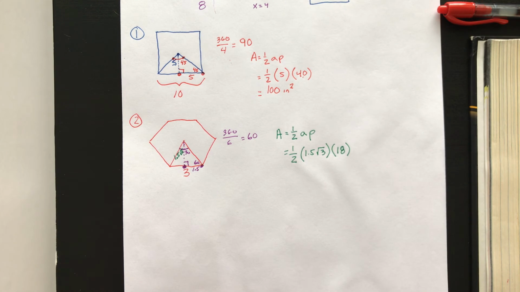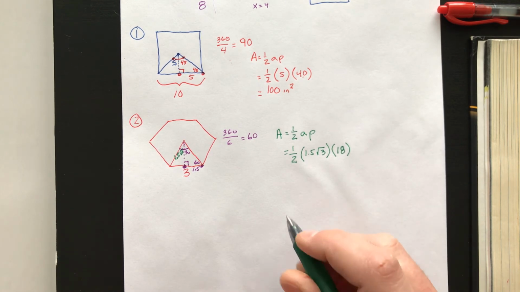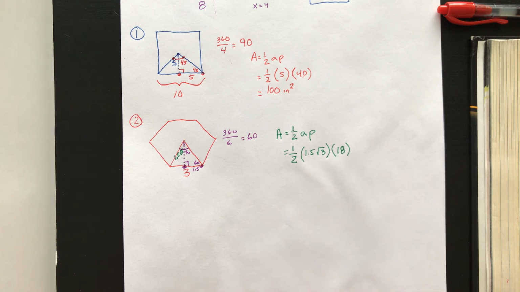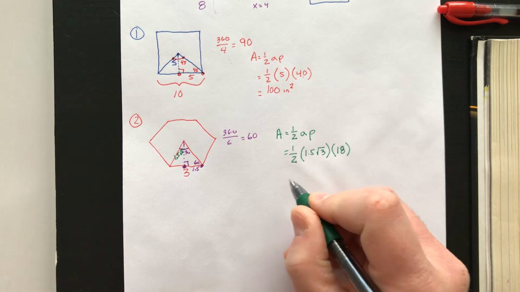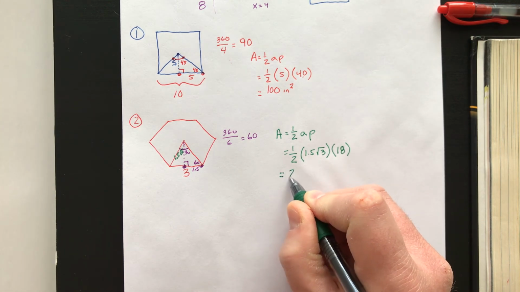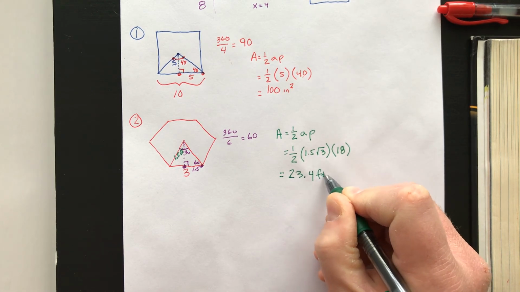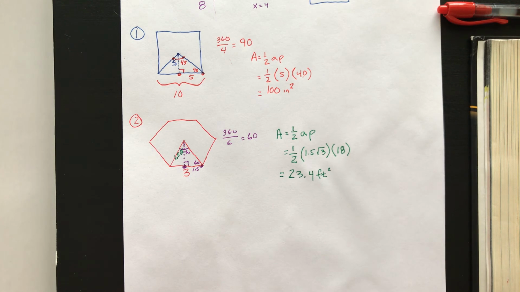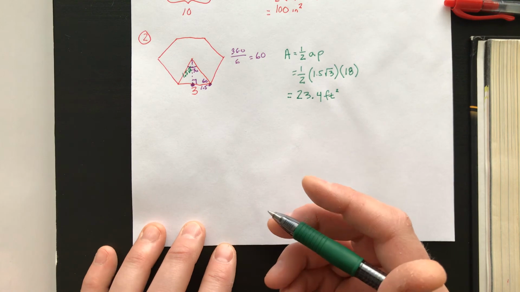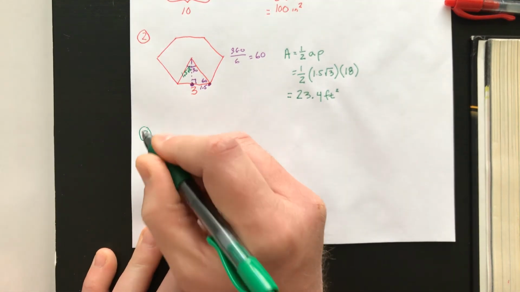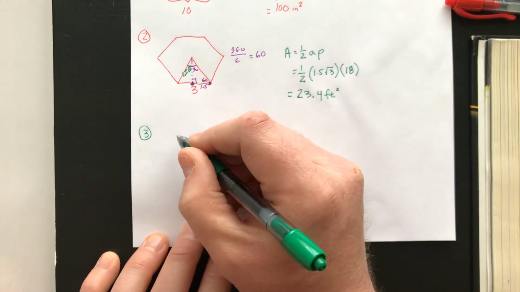So I'm going to just plug into my calculator here. 1/2 times 18, times 1.5 root 3. I got 23.4 feet squared. And then we can take a look at number 3 as well. So you're getting a lot of examples here. So number 3, we have a triangle.